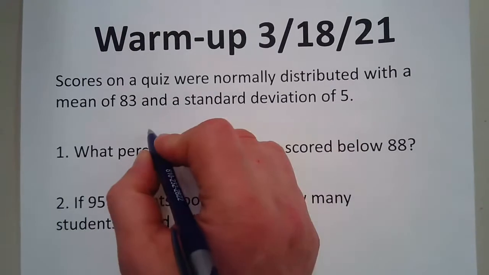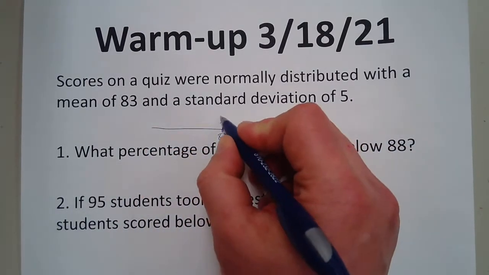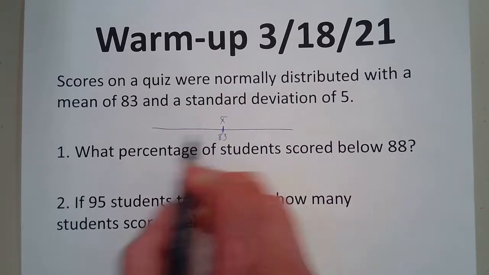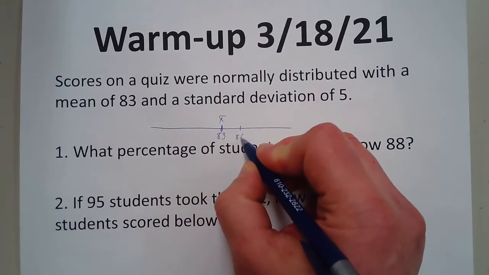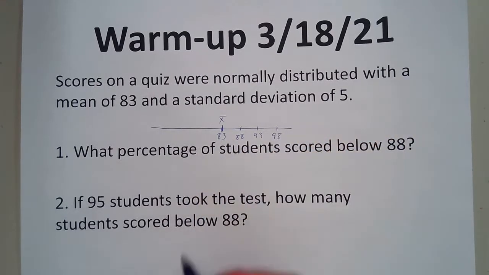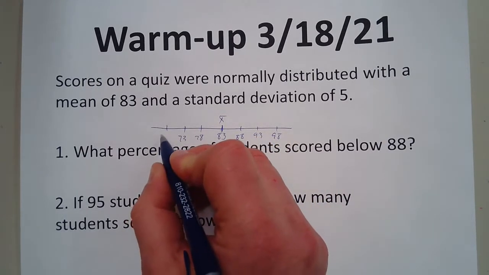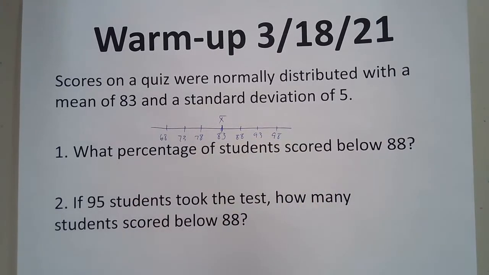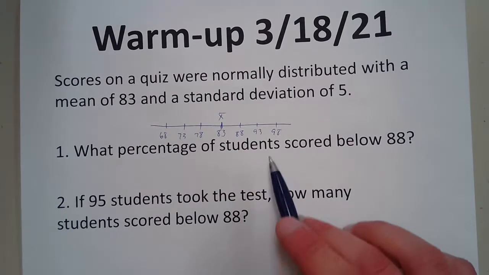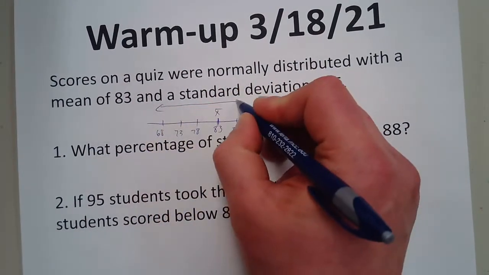So if we were to make a little number line of what we're working with here, 83 is our mean. And then if we counted up and down by fives, that would be 88, 93, 98. That'd be 3 standard deviations above. And we go ahead and count 3 standard deviations below. That'd be 78, 73, 68. Okay. Now from here, those are your percentages. So when they say what percentage of students scored below 88, they want to know this percentage right here.